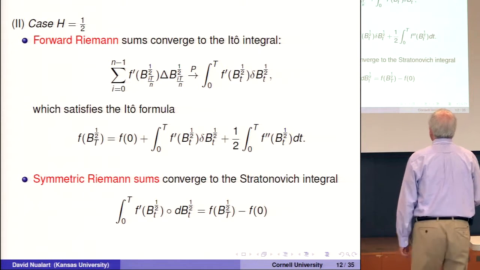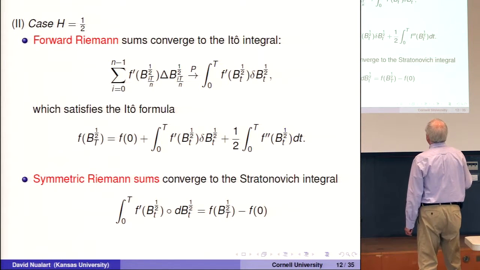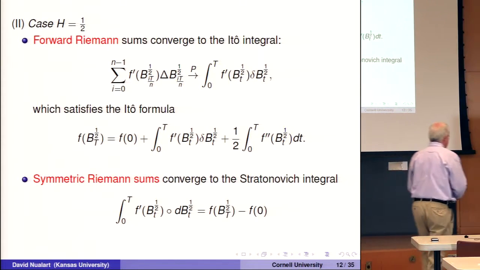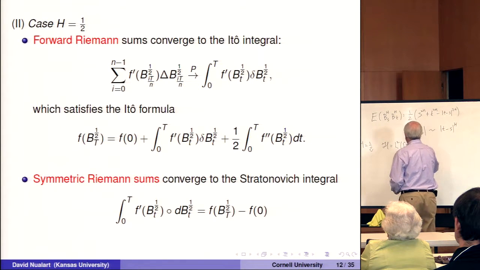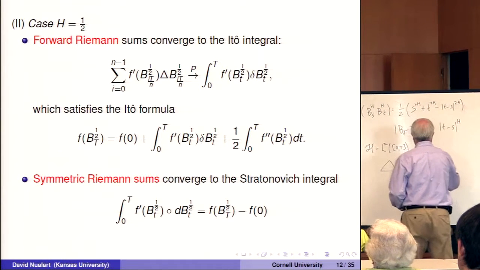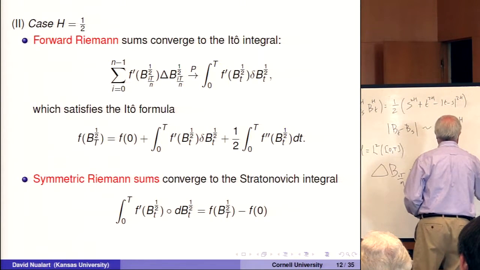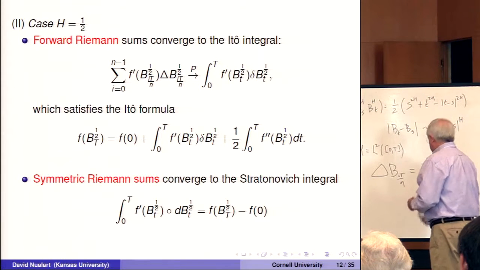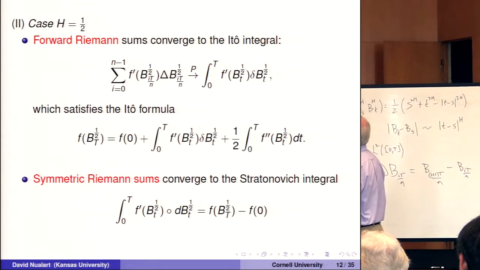For Brownian motion, if you take forward Riemann sums, forward Riemann sums means that you take the value of the process at the left point of the interval. So remember that this is the increment between i and i plus 1, this is B((i+1)t/n) minus B(it/n). So you take forward Riemann sums, you get the Ito integral, and you put a delta here to the Ito integral, and you have the Ito formula, okay, with the complementary term.